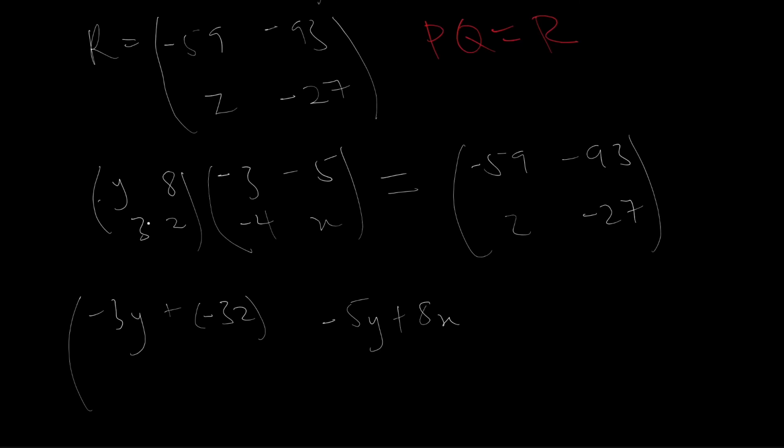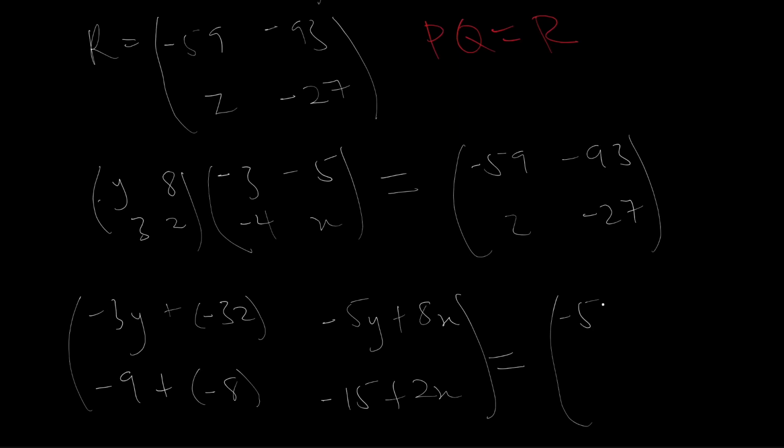Then the second row multiplies the columns of the second matrix. So 3 multiplying -3, we have -9, plus 2 multiplying -4, we have -8. Then 3 multiplying -5, we have -15, plus 2 multiplying x, we have 2x. Everything should be equal to R, which is [-59 -93; z -27].